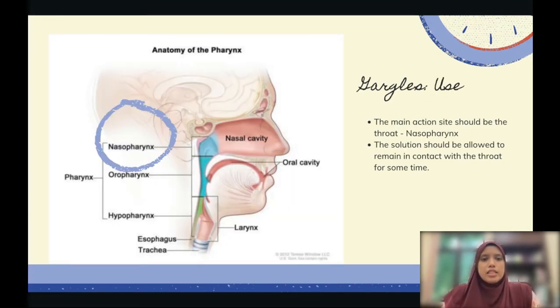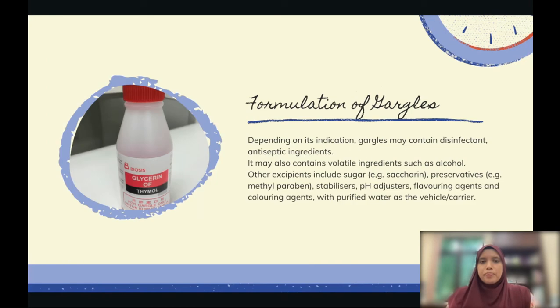As I mentioned earlier, gargles are meant to be used at the throat area, so the solution should reach the pharynx. The pharynx can be divided into three parts: the nasopharynx, oropharynx, and hypopharynx. This product, the gargle, should not reach the larynx. It should only reach the pharynx, particularly the nasopharynx. And the solution should be allowed to remain in contact with the throat for some time to give the effect that it should exert.